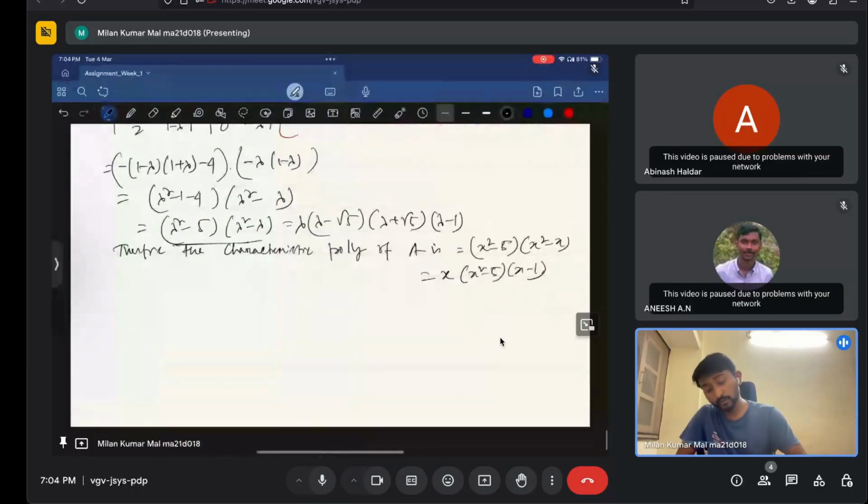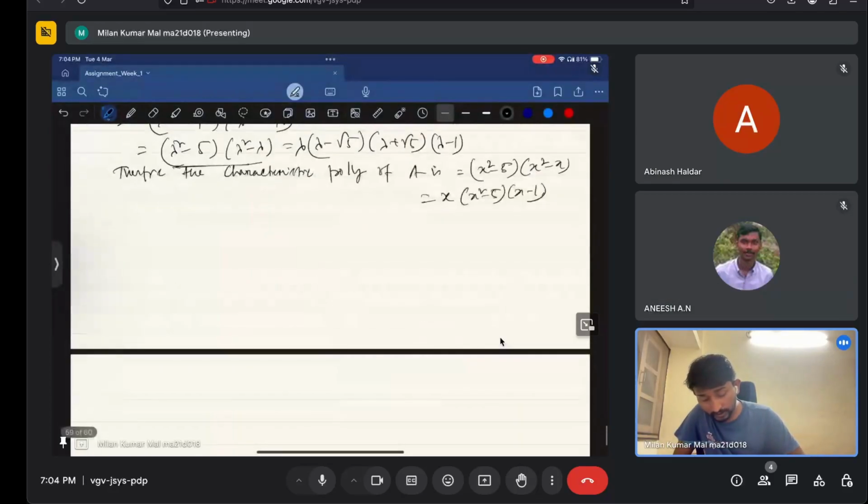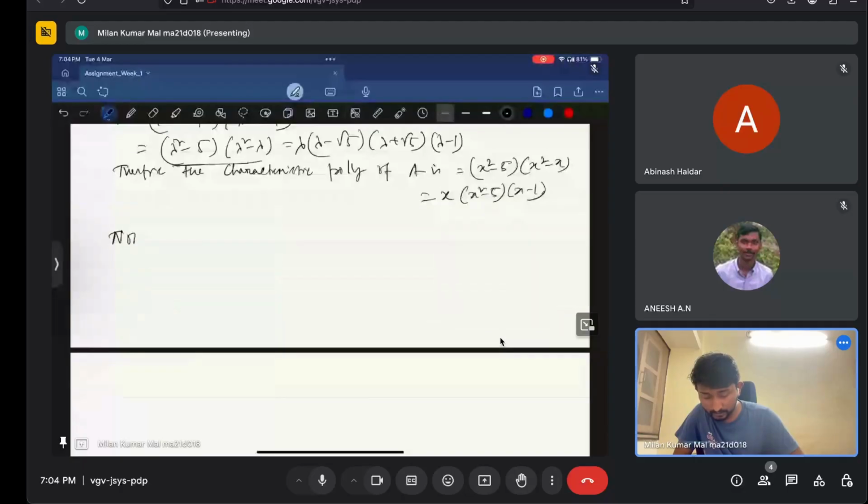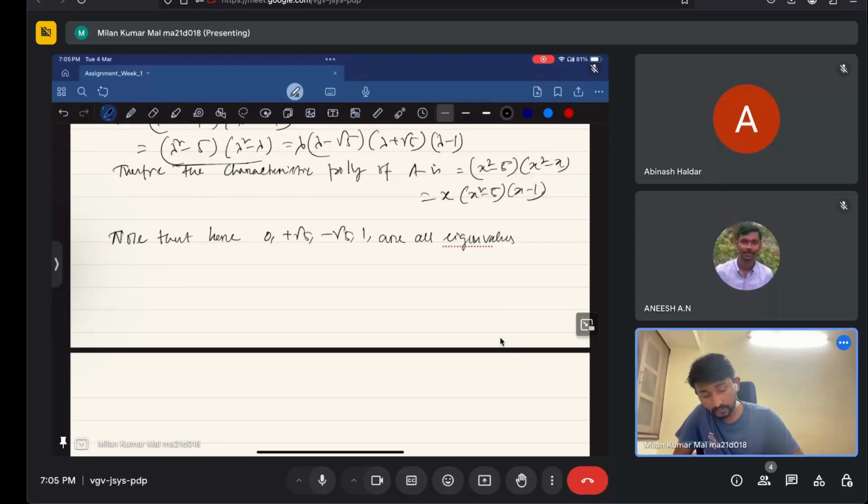Note that here 0, plus root 5, minus root 5, and 1 are all eigenvalues of the linear operator T, or matrix A. We have four eigenvalues here, and the vector space is also four dimensional, I mean the matrix is also of degree 4.